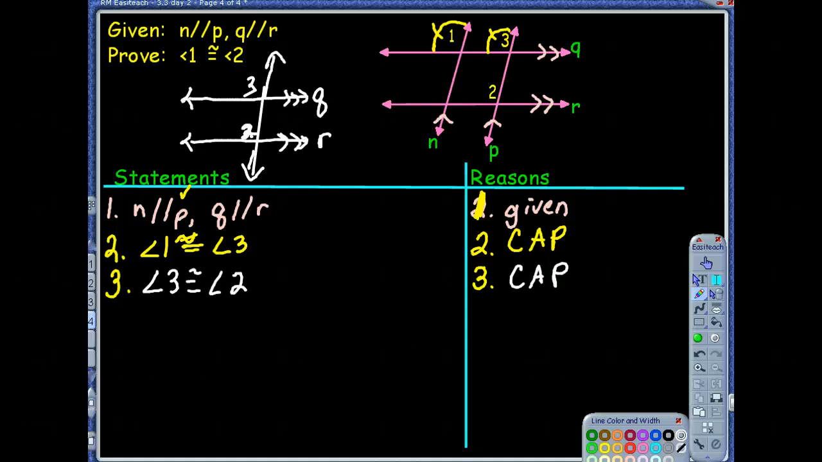So I'm going to go back to this original picture. I already have one tick mark for angle 1 or angle 3. We know that's going to be also one tick mark. So I've used the given, and I got these statements.